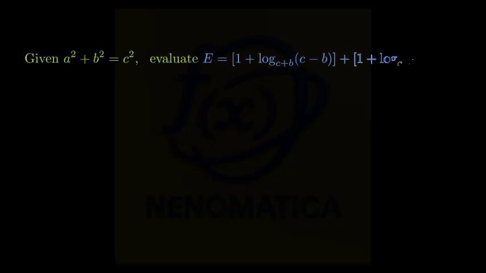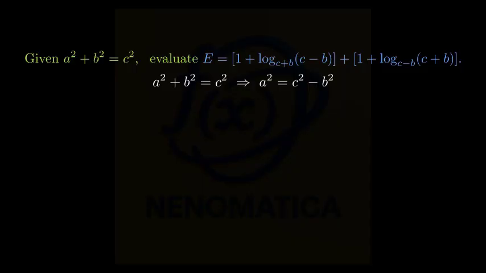In this lesson, we will evaluate a logarithmic expression using the Pythagorean relationship a squared plus b squared equals c squared. We'll begin by writing the problem clearly on the screen, and then transform it step by step into something we can compute directly. Step 1. Start from a squared plus b squared equals c squared, and isolate a squared by subtracting b squared from both sides. So a squared equals c squared minus b squared.